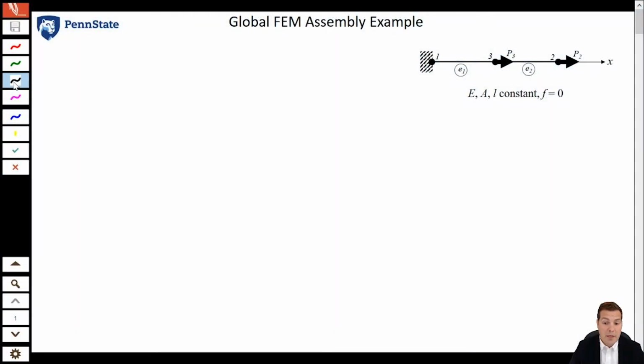Hello, welcome back. So today we're going to go through an example of the assembly process. Last time we went through the introduction of that, we went over some initial examples and looked at how you put the local elemental connectivity, stiffnesses, forces and tractions into the global setting. Here we're going to go a little bit deeper with a little bit more complex example.